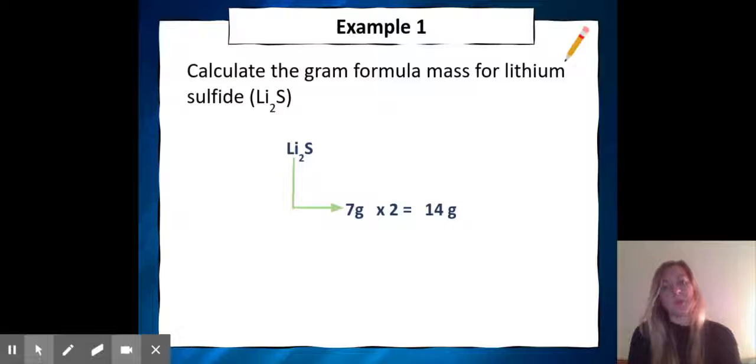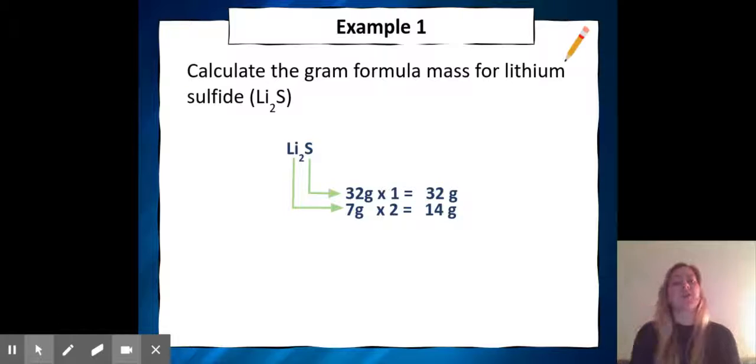So what we have to do is go and look up the relative atomic mass of lithium, which is 7, and multiply it by 2 because we have 2 lithiums in that compound. We then do exactly the same with sulfur. We find that sulfur's relative atomic mass is 32, times it by 1 because we have 1 sulfur in that compound, and we end up with 32 and 14.